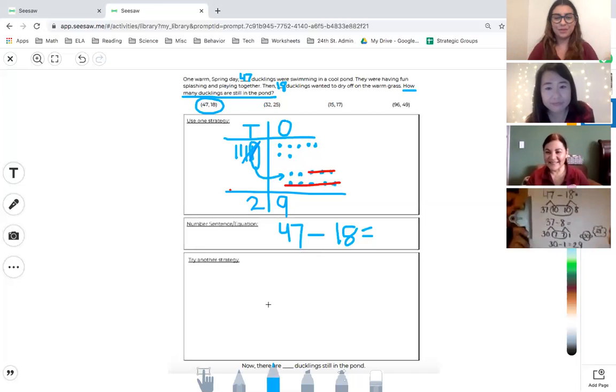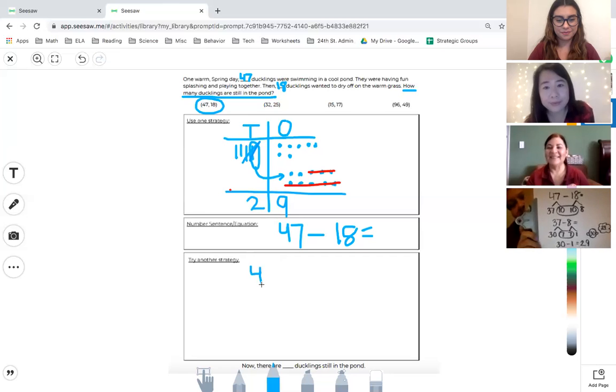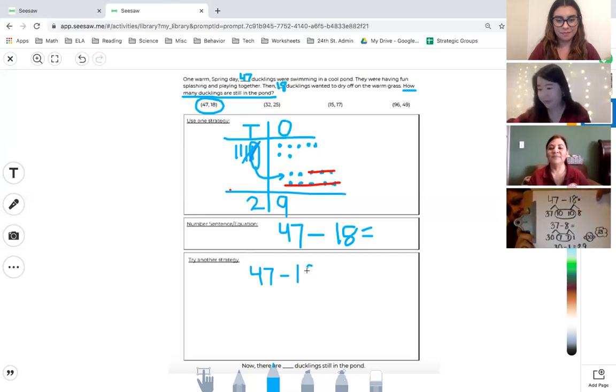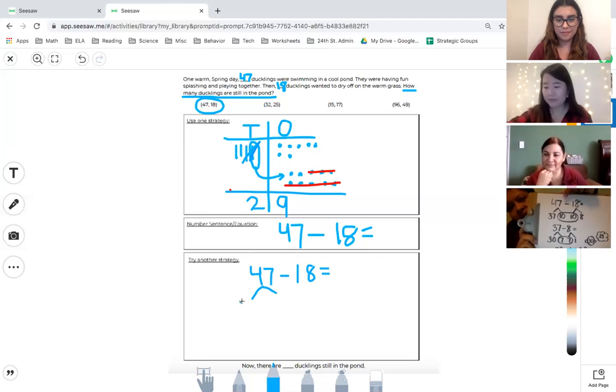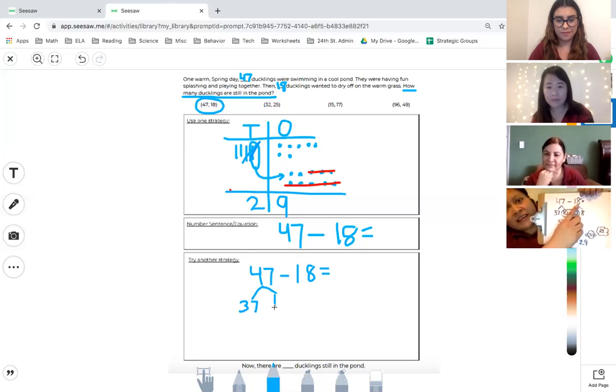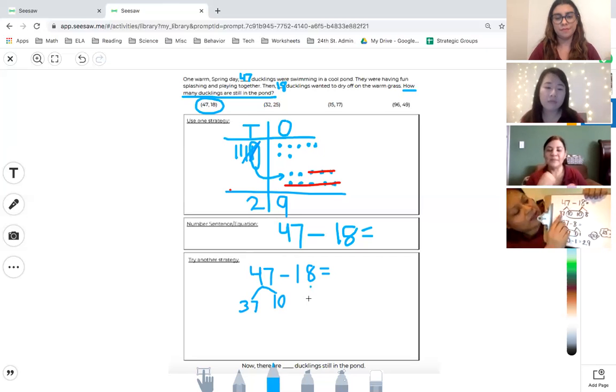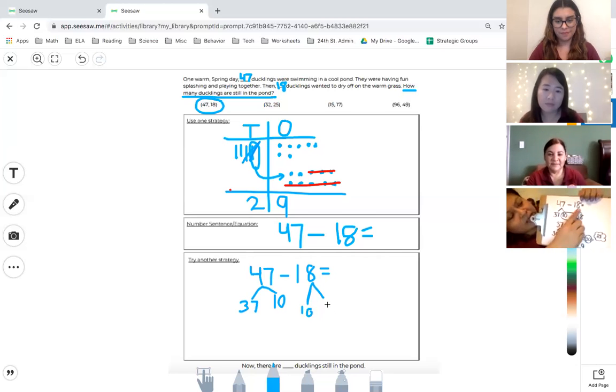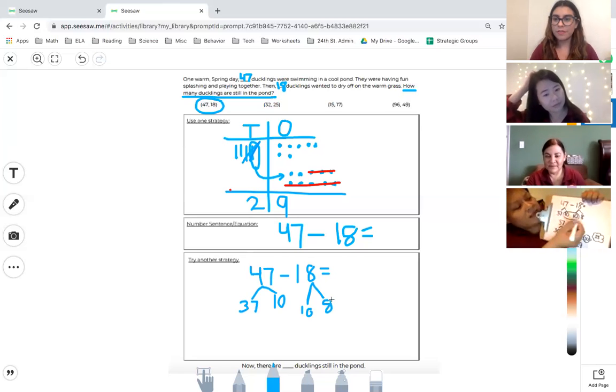Sure. So I started working towards friendly numbers. So if you notice, I have 47, take away 18. And I wanted to get into something that I'm comfortable with, which is taking the 10 away. So I decomposed it to 37 and 10 right here. And then I decomposed my 18 to 10 and 8. So we know that because they're the same, I can cross this out.